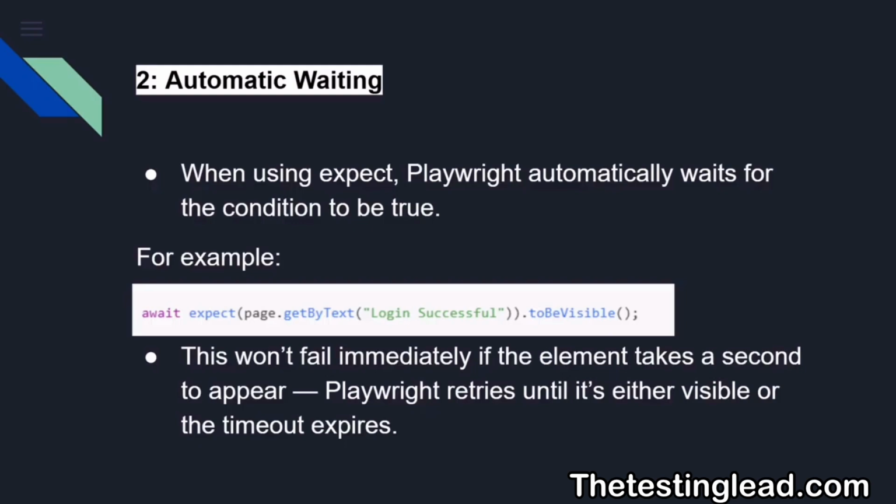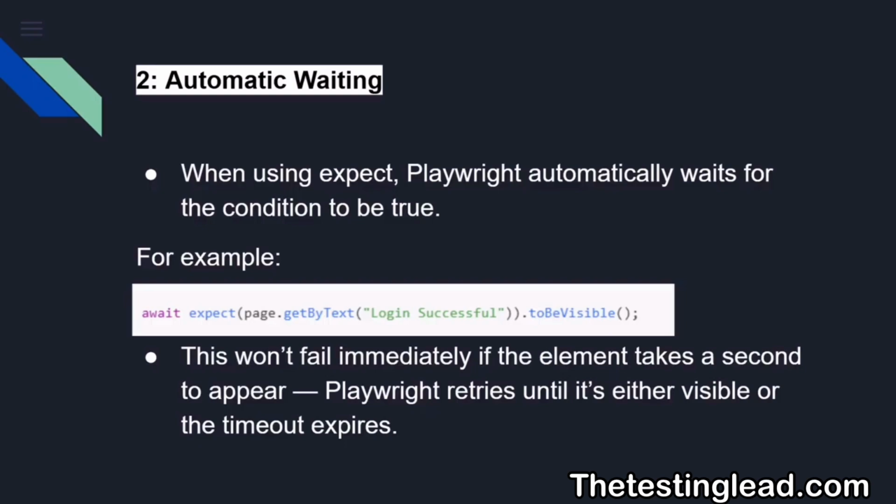Next, let's talk about automatic waiting. When using expect, Playwright automatically waits for the condition to be true. For example, you can write await expect(page.getByText('Login successful')).toBeVisible(). This is going to wait for the page to have the text "Login successful" and for it to be viewable or visible on the screen.